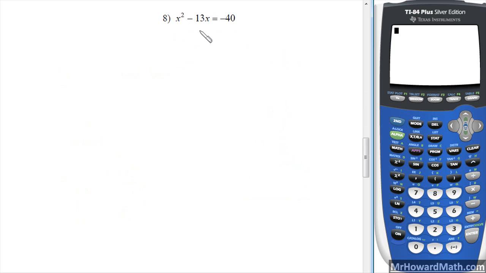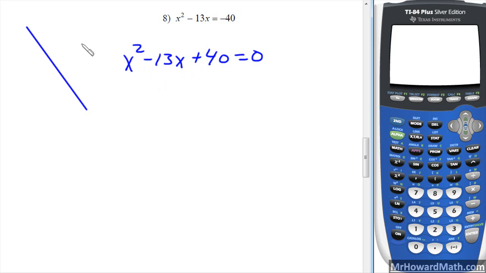Okay, next example here. X squared minus 13x equals negative 40. We need to set them equal to 0 before we start factoring. So x squared subtract 13x plus 40 equals 0. We just add this 40 over here to the side. And now we factor. So we want two numbers that multiply to the last number, 40, and add to 13.